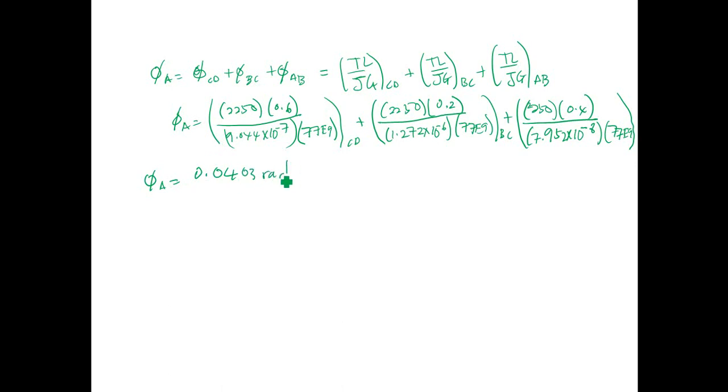Using the calculator, we get 0.0403 radians, or we can convert into degrees. The angle of twist at point A equals 2.31 degrees. How to convert radians to degrees? You multiply by 180 and then divide by pi. That's all.